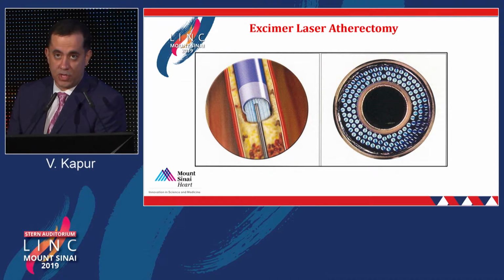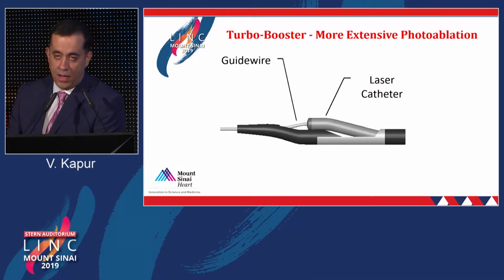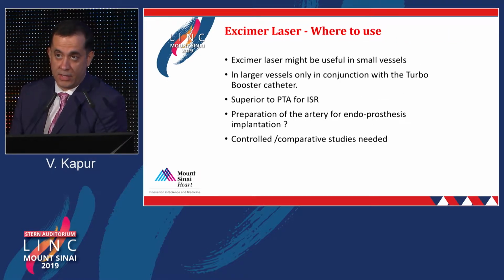As the name suggests, it uses laser as its mode of action. You have the laser catheter, which is right here. It's a monorail with a guide wire going through it. So you can put your catheter over the wire, pass the lesion, and then you use the laser technology and the heat to open the lesion up. The advantage of using laser is that it might be useful in small vessels. It's known to be superior to balloon angioplasty for ISR, so it's essentially indicated in in-stent restenosis as well.